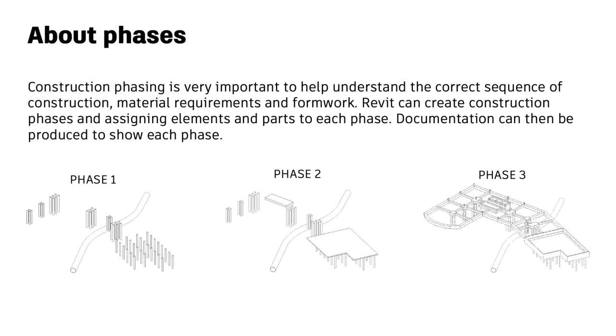Construction phasing is very important to help understand the correct sequence of construction, the required materials, and various different assets that are required. Revit can create construction phases and assign elements and parts to each phase. Documentation can then be produced to show each phase. Phase filters and graphic overrides control how the differing phases appear in each drawing view.